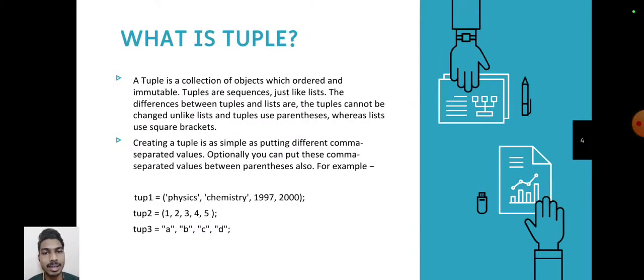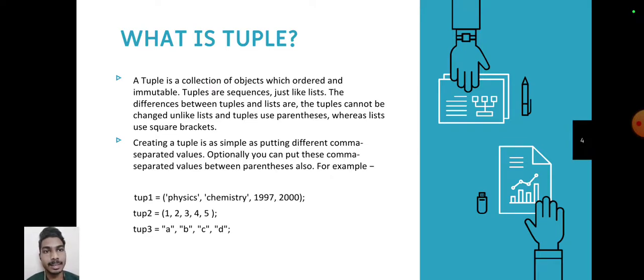So let's see what is actually a tuple. Basically, a tuple is a collection of objects which are ordered and immutable. Immutable means they cannot be changed. Tuples are sequences just like lists. The difference between tuples and lists is that tuples cannot change unlike lists, and tuples use parentheses whereas lists use square brackets.